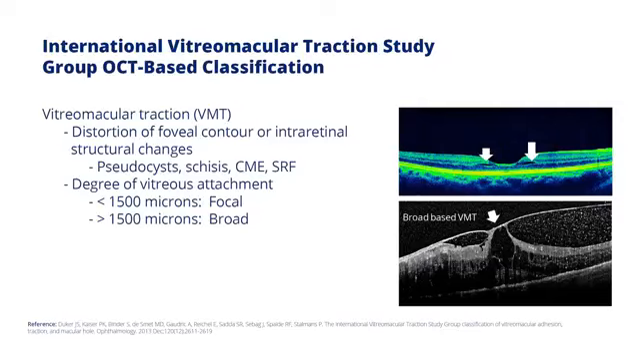And this is characterized by abnormal posterior vitreous detachment accompanied by anatomic distortion of the fovea. Specific findings may include pseudocysts, macular edema, cystoid macular edema, macular schisis, and subretinal fluid. VMT can be subclassified according to the diameter of the vitreous attachment to the macular surface as measured by the OCT instrument. Attachments of less than 1,500 micrometers are defined as focal attachment, while larger attachments are defined as broad attachments.